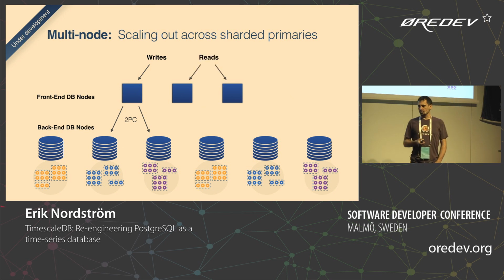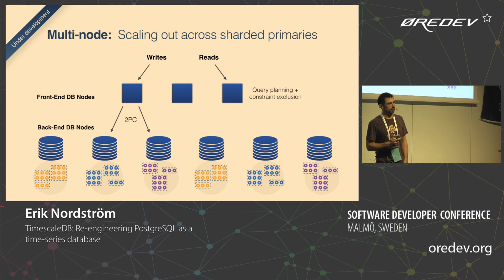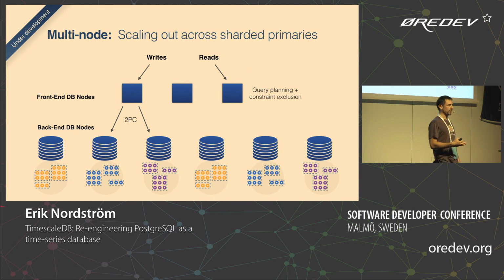And of course, if you're doing reads, we can do a bunch of query planning at the front end. Again, we want to exclude chunks at this stage, because that translates to excluding entire data nodes, so we can avoid reaching out to nodes that don't have any data for that particular query. So we only go to those nodes that actually have the data.